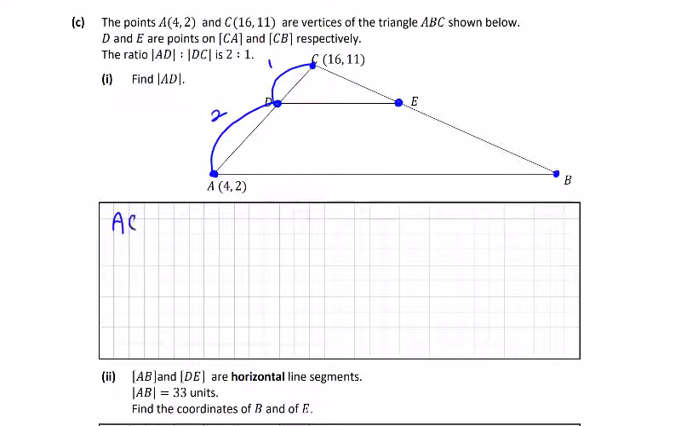So AC is equal to the square root, just shorten down the distance formula, the difference in the x squared. 4 to 16 is 12 squared. 2 ends up at 11, that's 9. And the square root of 12 squared plus 9 squared works out to be an even 15. So AD, 2 to 1, so we're going to have a 10 and a 5. Therefore AD is equal to 10.